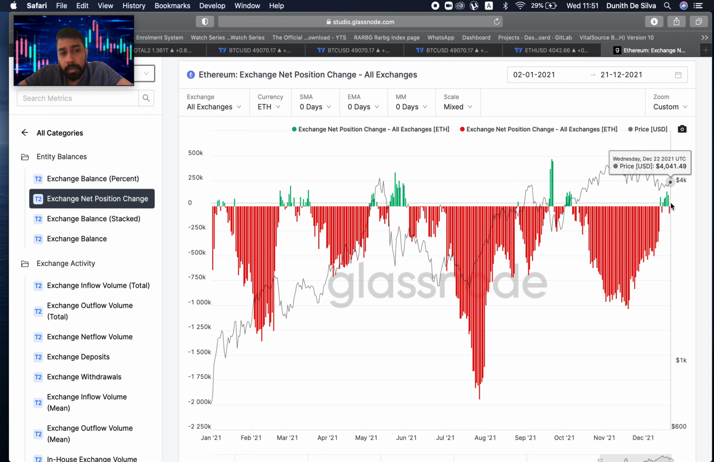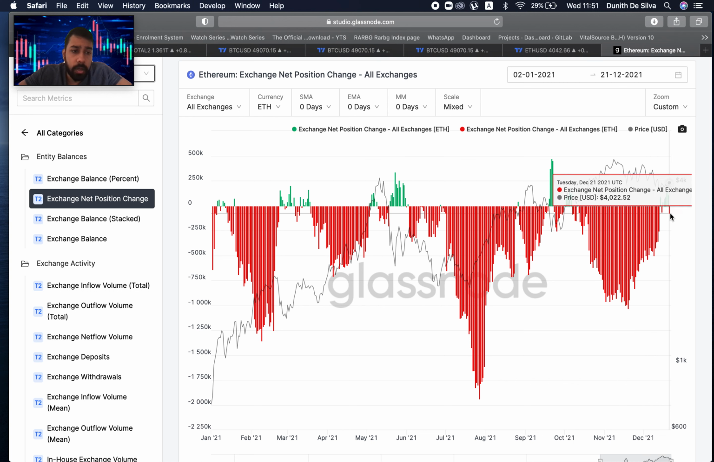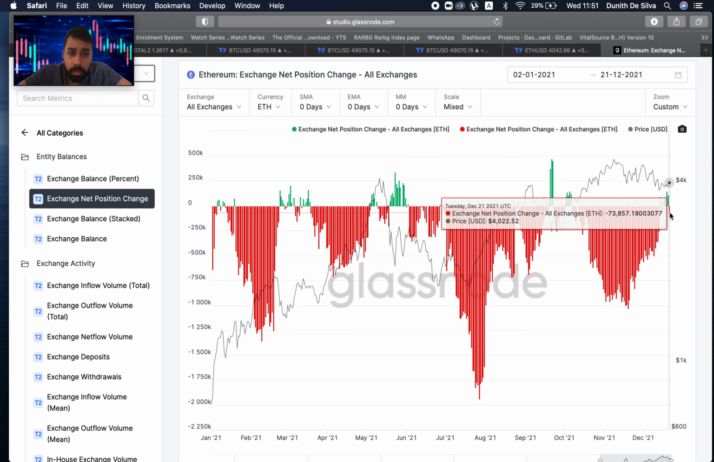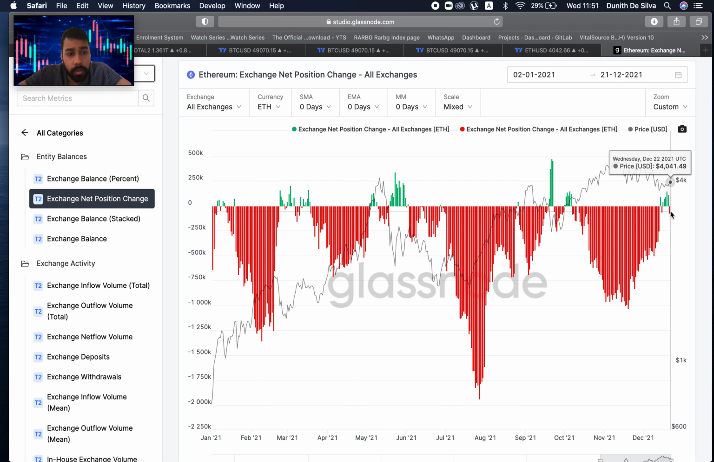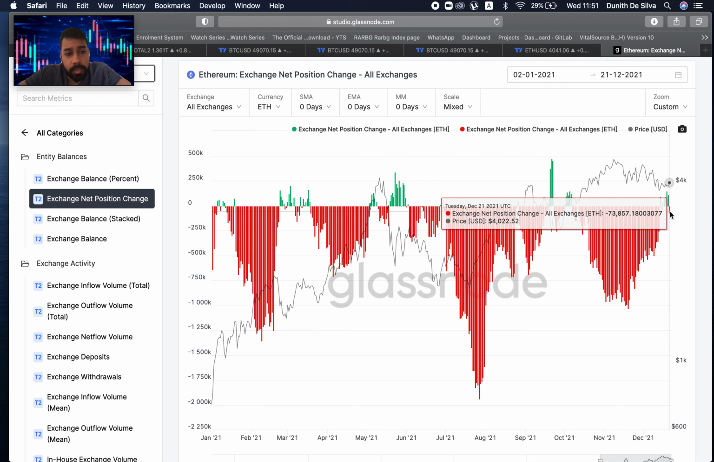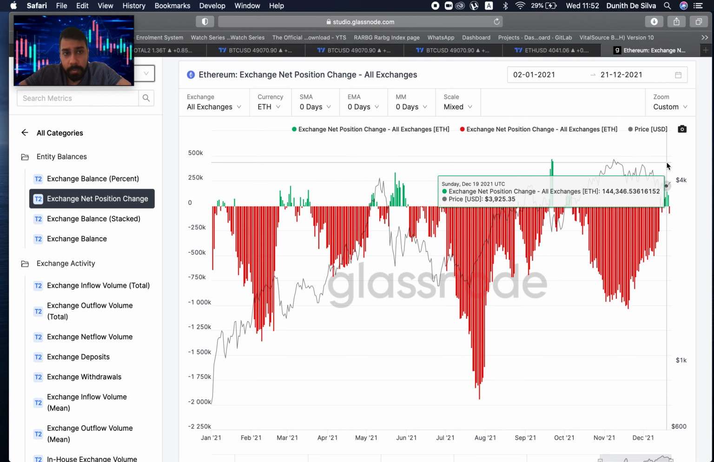And green is getting Ethereum back into the exchanges. So right now we can see today, December 21st, we started again a red bar, and what we're looking for is an incremental increase of red bars. So that's more people buying Ethereum, driving the price up.